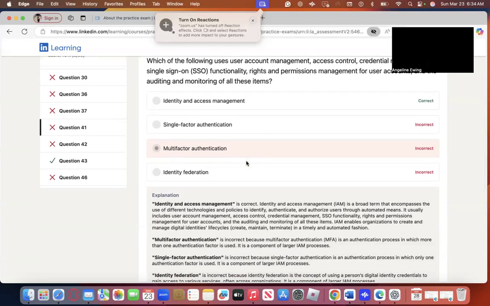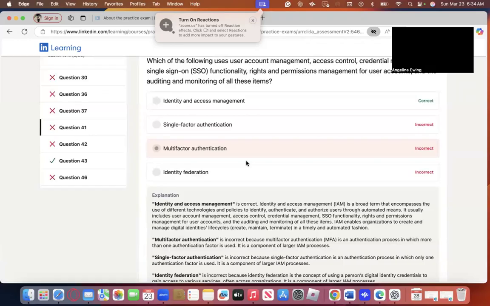On the other hand, multi-factor authentication, MFA, is an authentication process in which more than one authentication factor is used. It is a component of a larger IAM process.